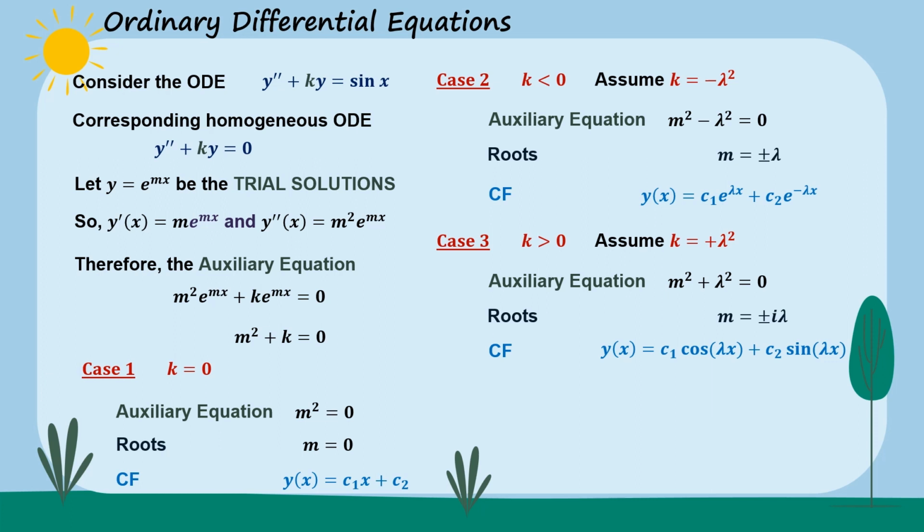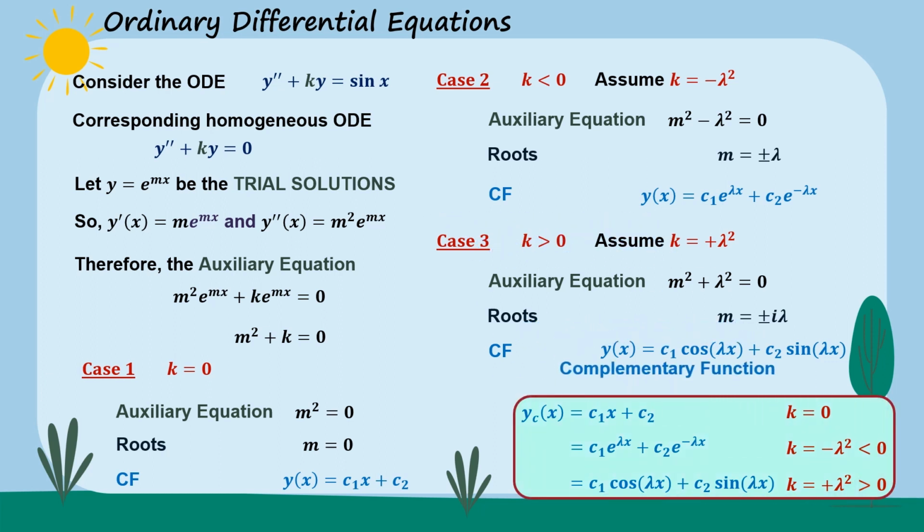So if k is 5, what will be the answer? If k is minus 5, what will be the answer? If k is not there, that means 0, what will be the answer? That we can compute from here. So just recall all the things. The complementary function, which we define as yc, will be c1 x plus c2 when k equals 0. When k is less than 0, the solution will be c1 e to the lambda x plus c2 e to the minus lambda x, and if k is greater than 0, it will be in the cos and sine form. These things are very, very important to remember.